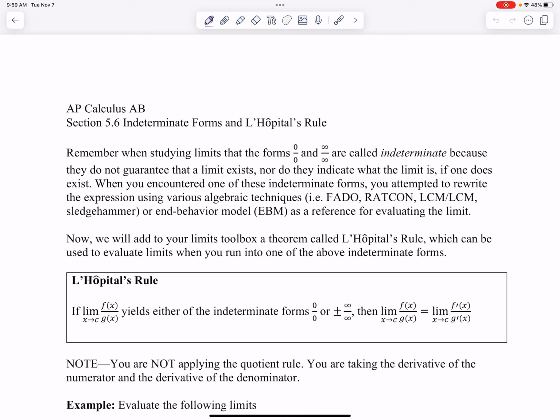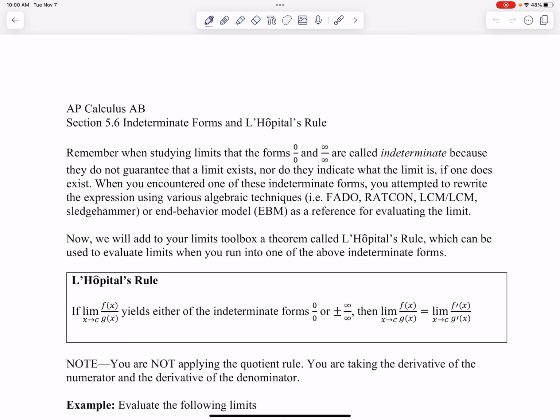But remember, when you run into 0 over 0, infinity over infinity, that's referred to as an indeterminate because you don't know if the limit exists, or so the limit might not exist, or the limit could exist, but you have some work to do in order to determine if it does.